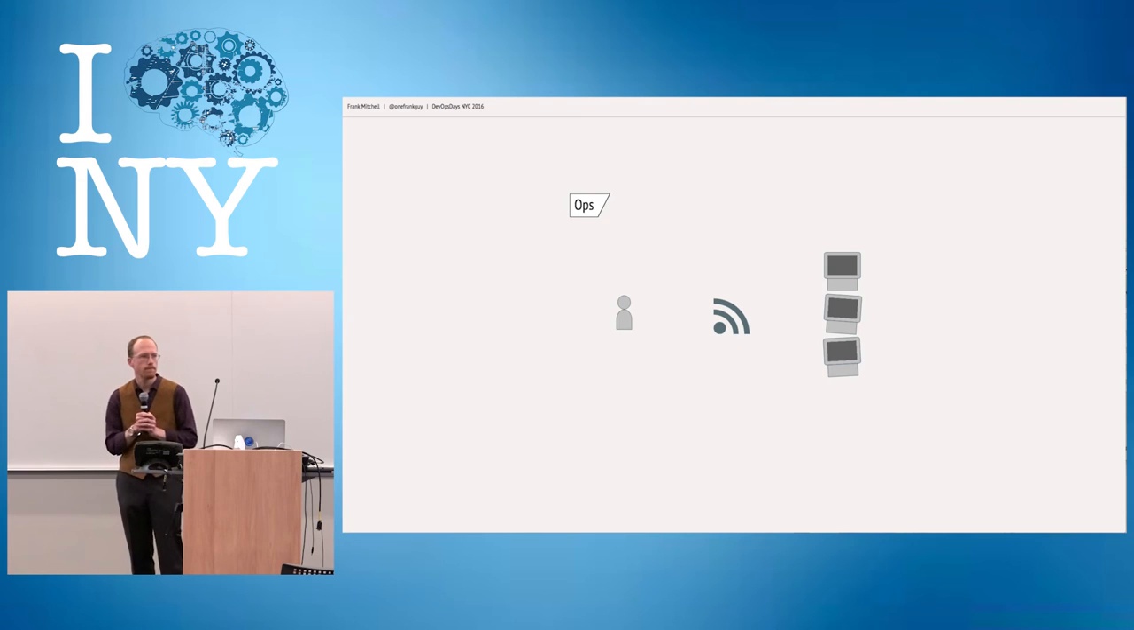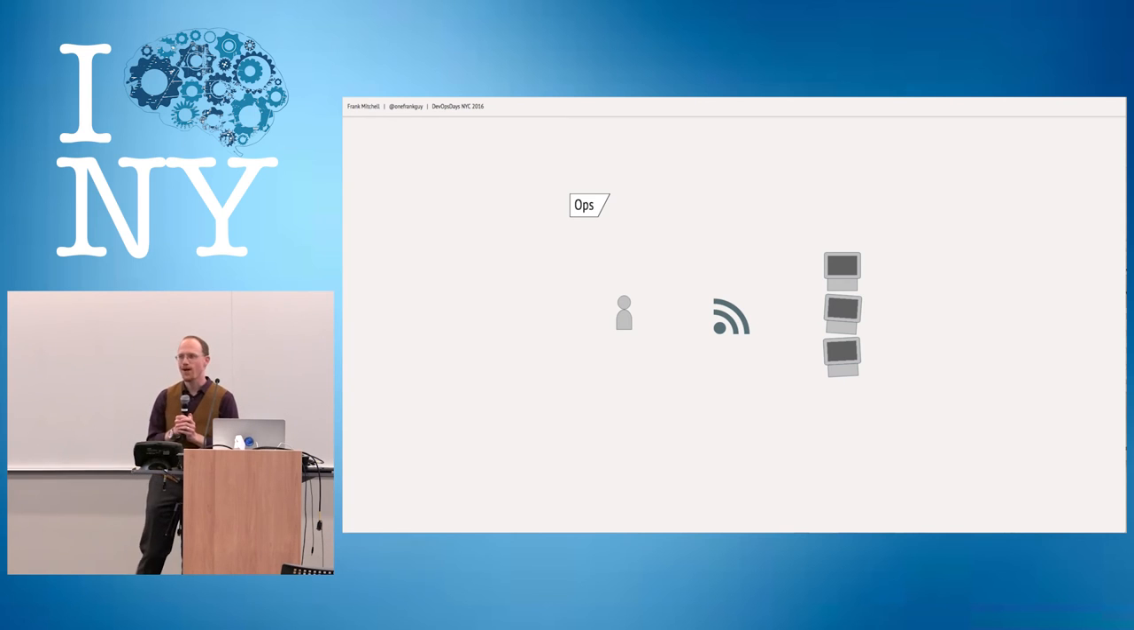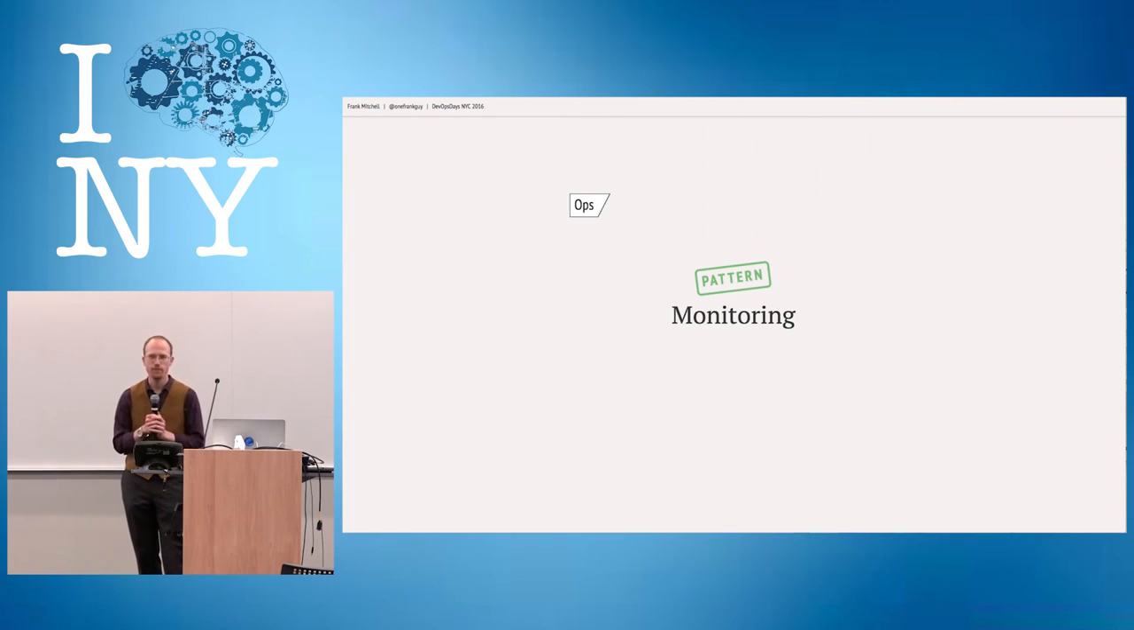How many people have ever spotted a problem in production because you were tailing a log? Or you happen to look at a dashboard at exactly the right time? Yeah, I've done that too. We do this all the time in operations. It's called monitoring. We pretty much take it for granted, right? That somebody is going to be looking at stuff or that we're going to have systems in place to notify people when things break.